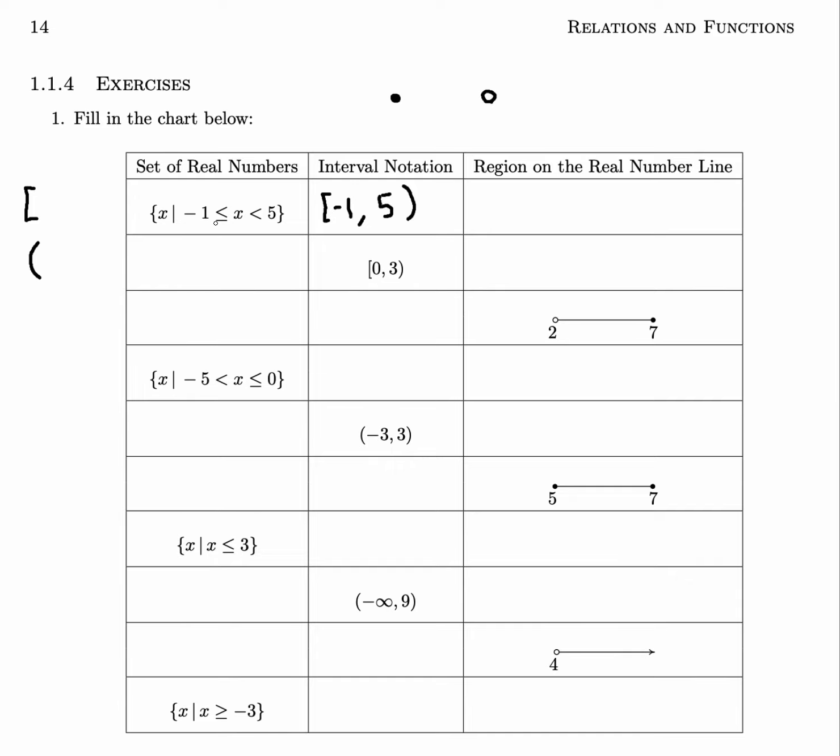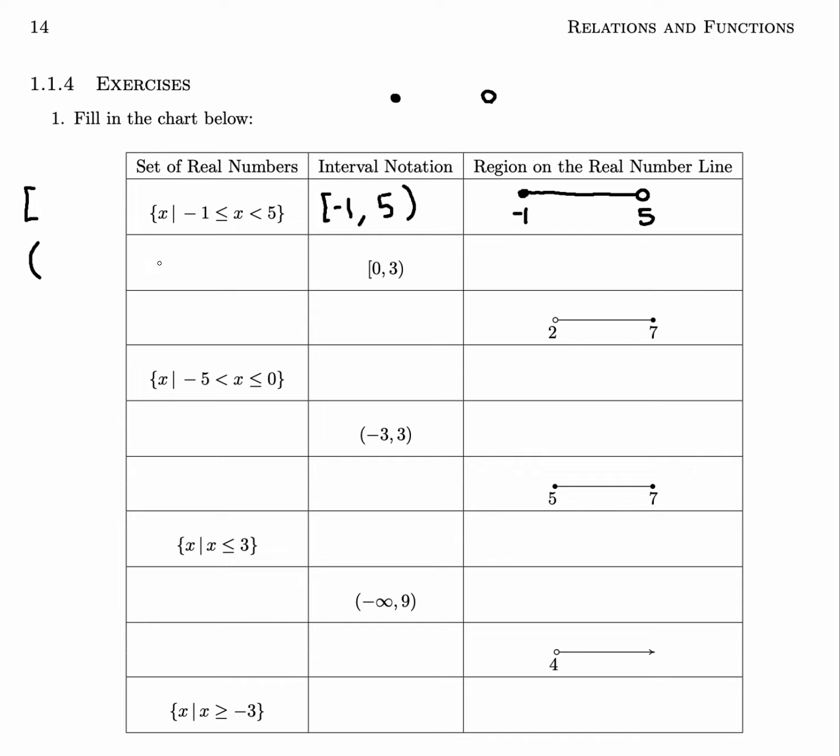So right here we have -1 is less than or equal to x. That would be -1 with a closed circle. And then create a line here. And then x is less than 5. So that would be an open circle. So 5 would be here. Then an open circle. And that's your region on the number line. So we're done with the first problem.